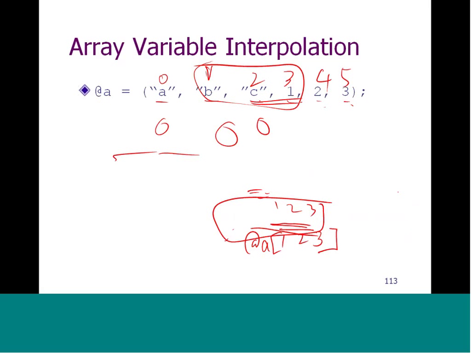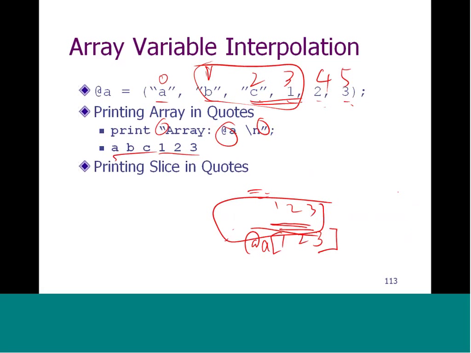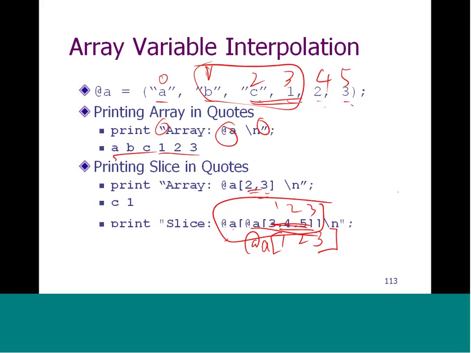Then we looked at how arrays are interpolated in various situations, mainly to print arrays in quotes. We need to specify the quotes, and when we specify the array inside the quotes, that array will be evaluated, and that's what the result will be. And then for slices, it's the same thing. Slices will be evaluated and interpolated within the quotes, and then it prints out the answer appropriately.